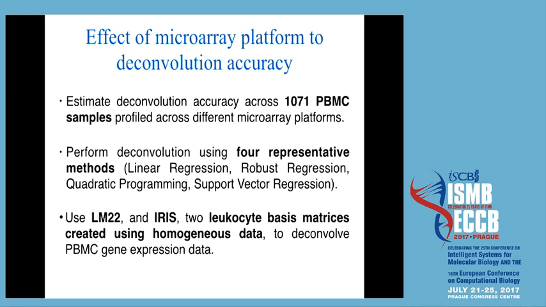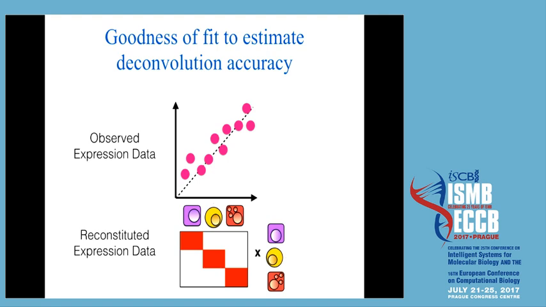Now, ideally, you want to use a gold standard for this, like flow cytometry, but we didn't have it for all the samples. So instead, we relied on a different metric called goodness of fit. Goodness of fit is basically a correlation between the original expression data and a reconstructed expression vector from the proportion estimates of deconvolution and the basis matrix. If deconvolution did a good job at estimating the proportions, this correlation should be pretty high. That's basically the gist of it.